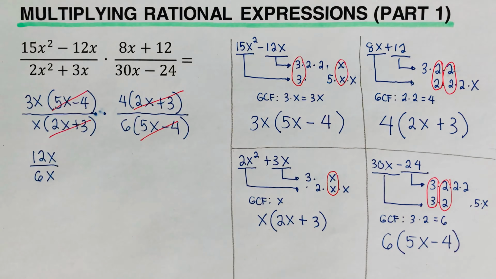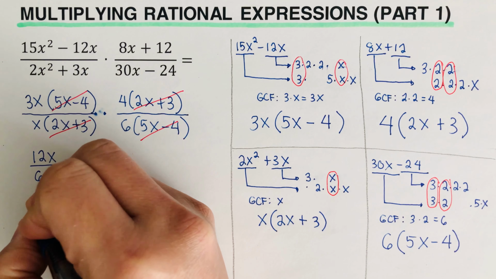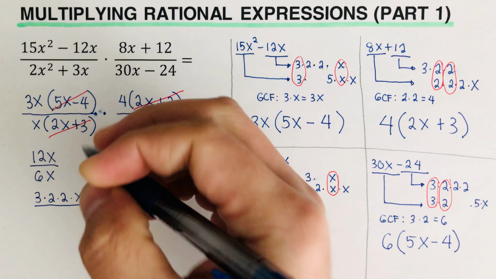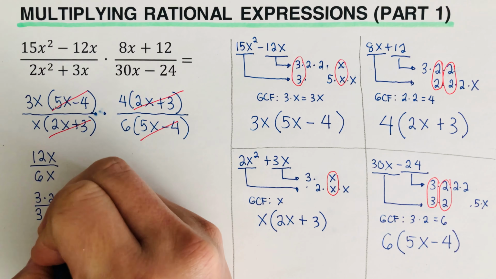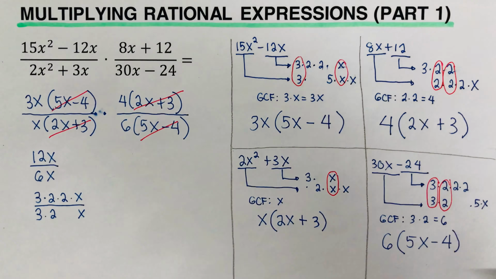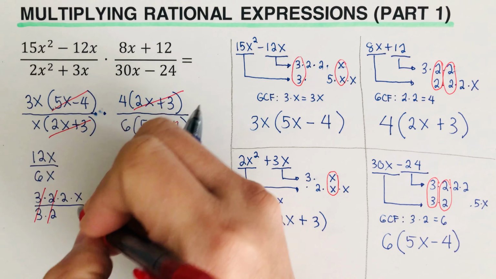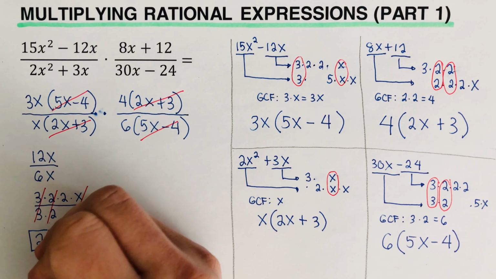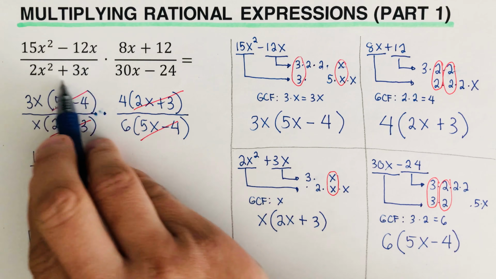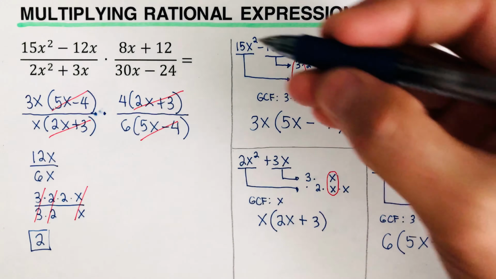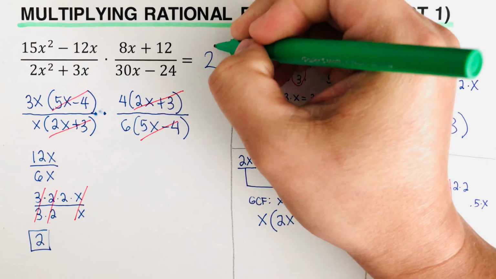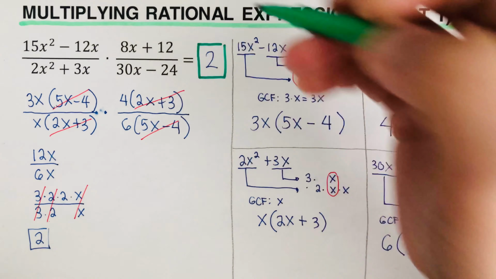So then we can simplify this some more. We can get the factor of 12x, so that would be 3 times 2 times 2 times x, and the factor of 6 would be 3 times 2 times x. So then we can cross out the 3 and the 3 and then the x. So then we are left with 2. So these two rational expressions, when multiplied together, would come out 2. So I'm just gonna write 2 over there. I'll put this inside the box.